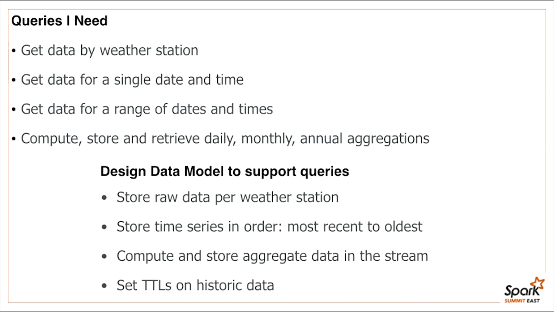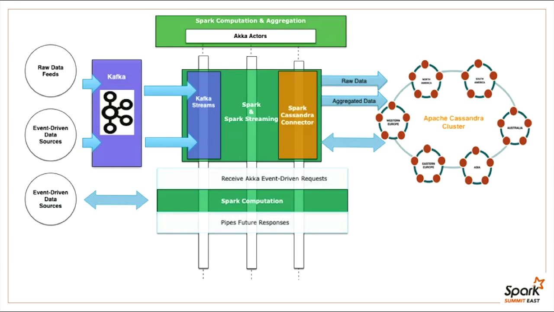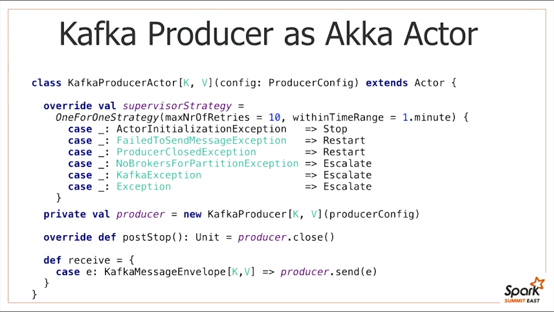So like the queries I need to do, I want to get data by weather station. I want to get data for a range of dates and times. And I'm going to skip over this so we can get to the code. So here, for example, is how I'm ingesting my raw data.